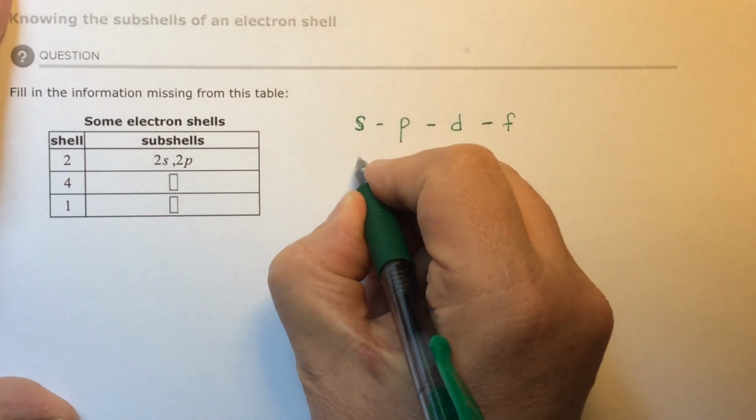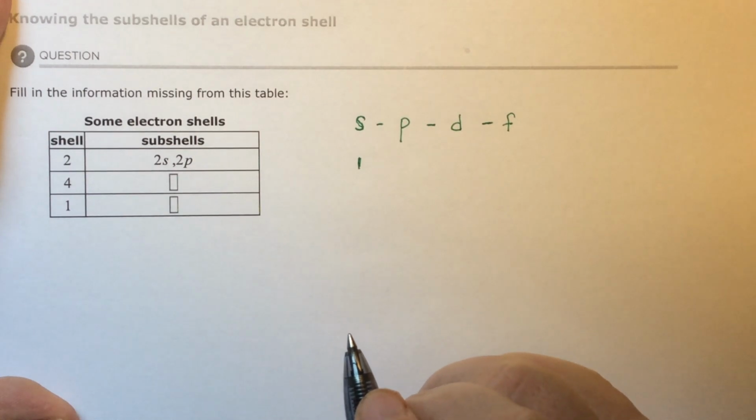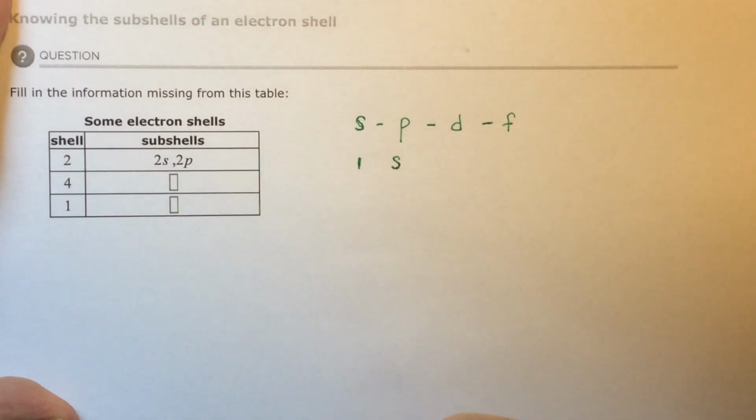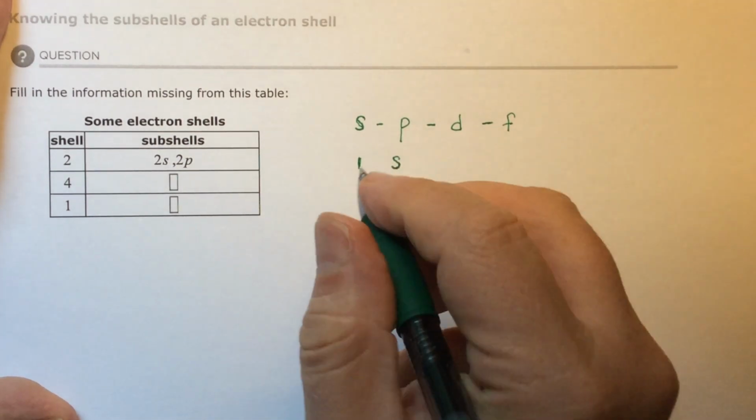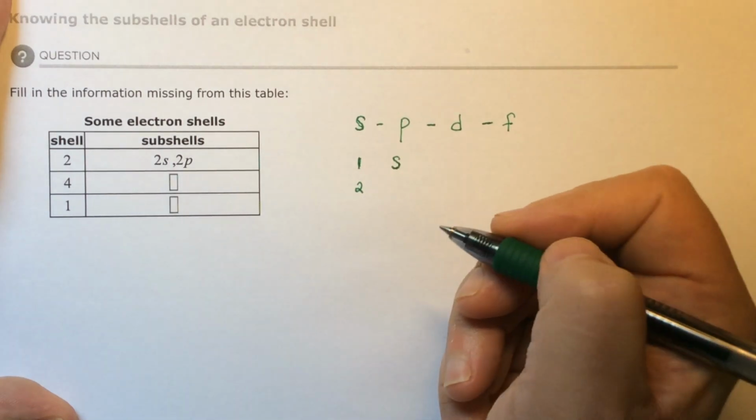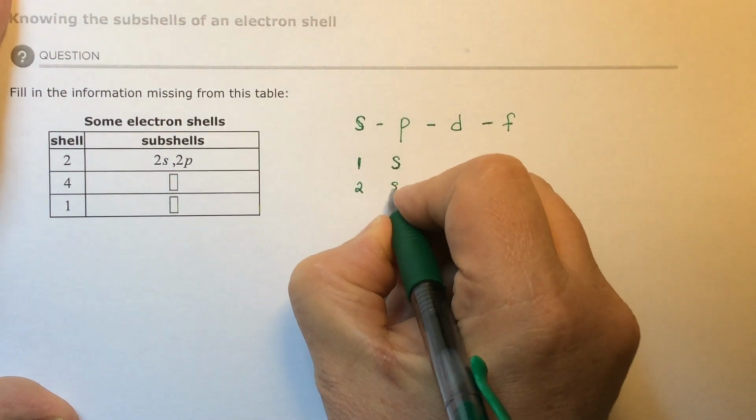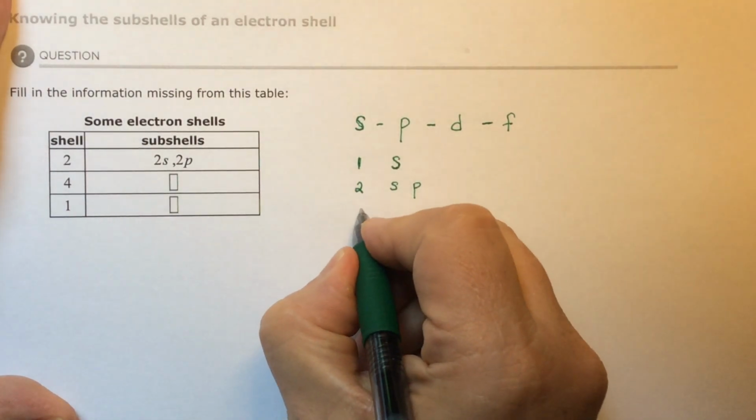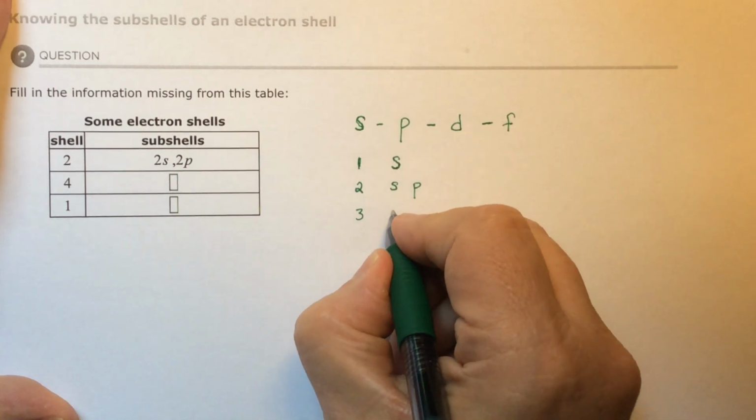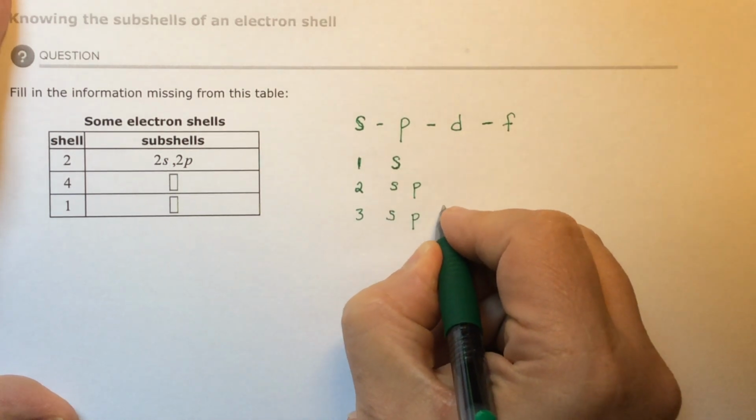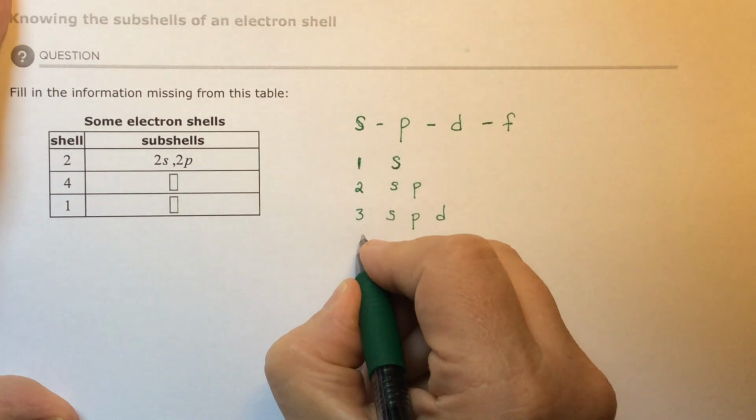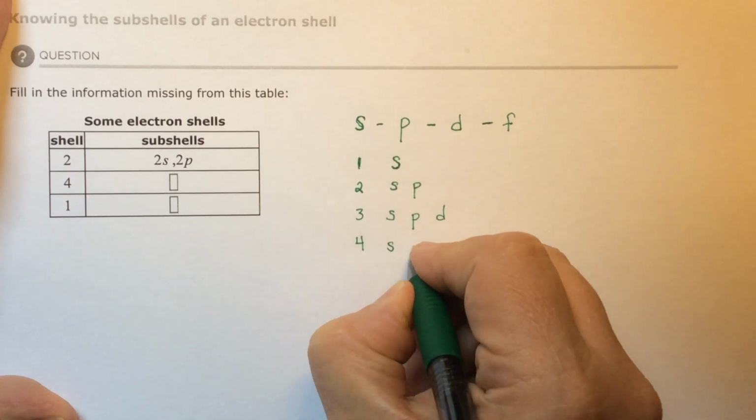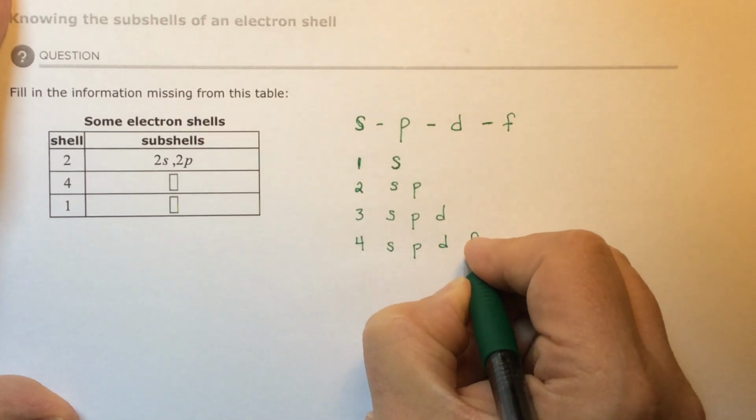In the first shell, so period 1, there's one subshell, and it's only going to be the S. In period 2, there are 2 subshells, and so there's going to be the S and the P. In period 3, there are 3 subshells. That means there's the S, the P, and the D. In period 4, there are 4 subshells. So there's the S, the P, the D, and the F.